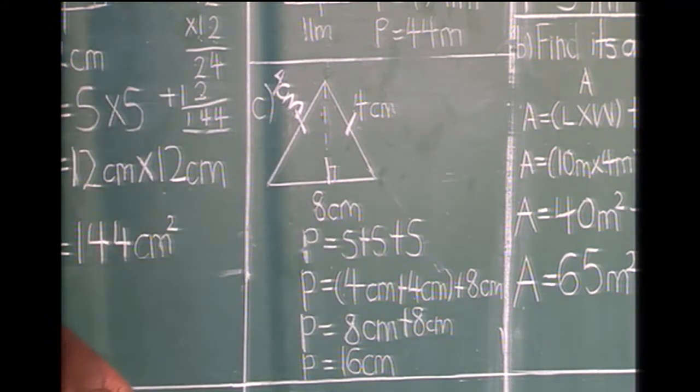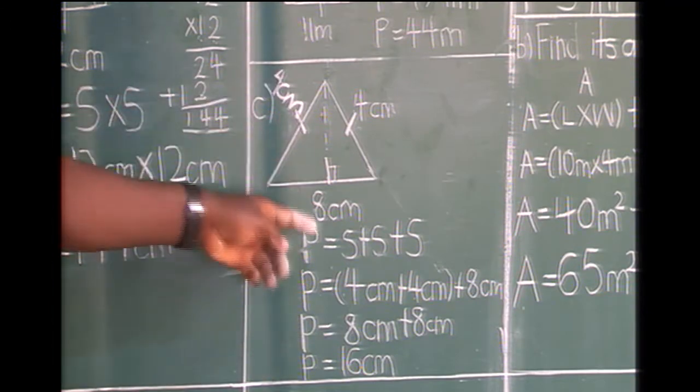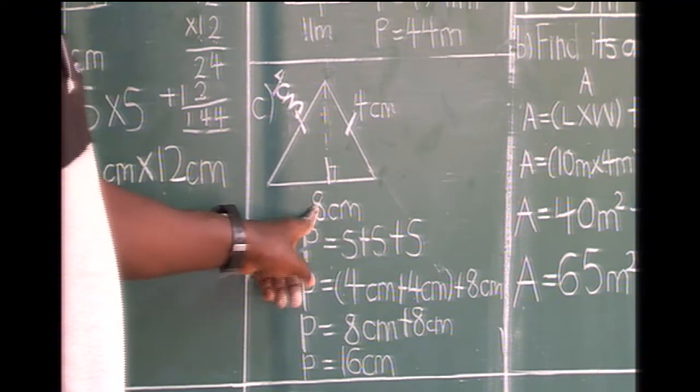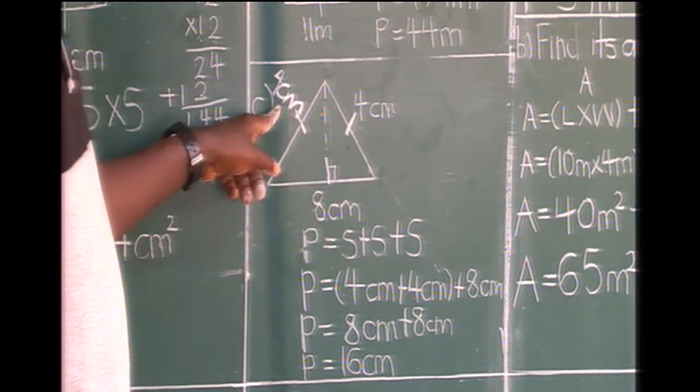It doesn't matter where you start from, one can say 4 centimeters plus 8 centimeters plus 4 centimeters. Another one can start with 8. Perimeter is equal to 8 centimeters plus 4 centimeters plus 4 centimeters.